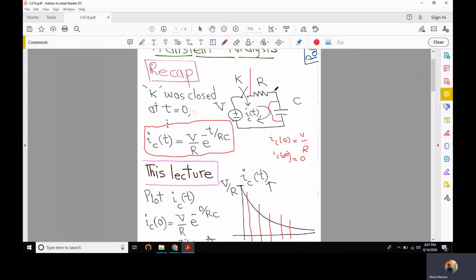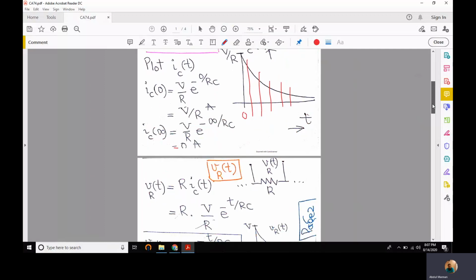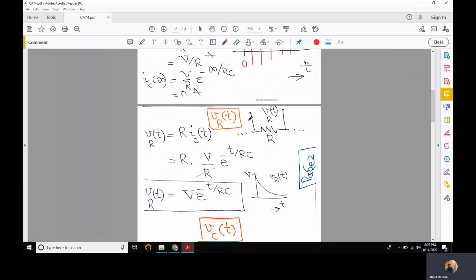Once we know the current flowing in this series circuit, finding the voltage drop across R is straightforward. We just have to multiply this current with the value R, the value of resistance. So finding this VR of t is simple. Just multiply IC of t by R. So this R cancels with this R and we are left with V e to the minus t over RC.